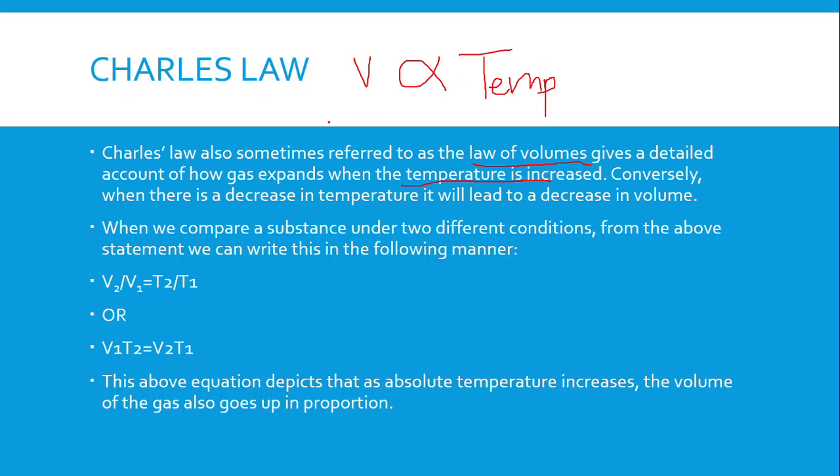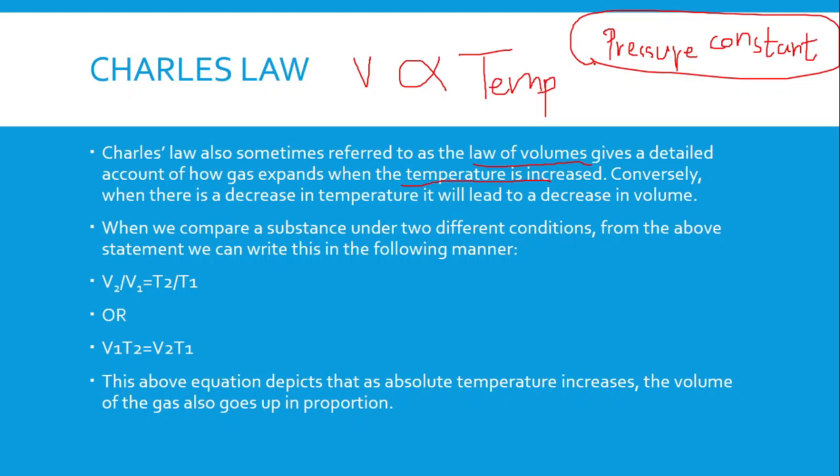It's really important to know that when we're talking about these relations, the third quantity, which is not being talked about in this case, is the pressure, and we keep it constant, so that the pressure does not change. Pressure constant. So this is really important to know: we can only talk about the relation of volume and temperature when the pressure is not interfering.